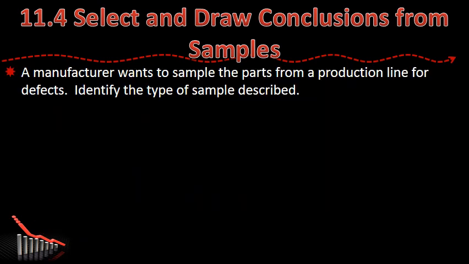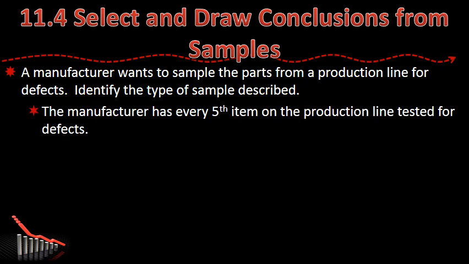A manufacturer wants to sample the parts from a production line for defects. Identify the type of sample described. Alright, so if they choose every 5th item and test that, what type of sample is it? That would be systematic, because the rule is every 5th item. Systematic is a rule.